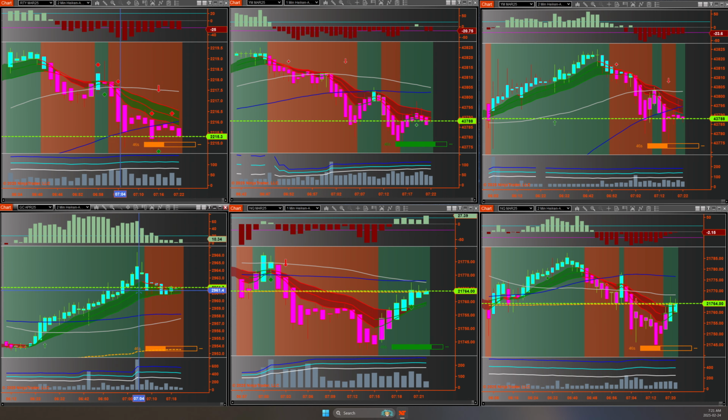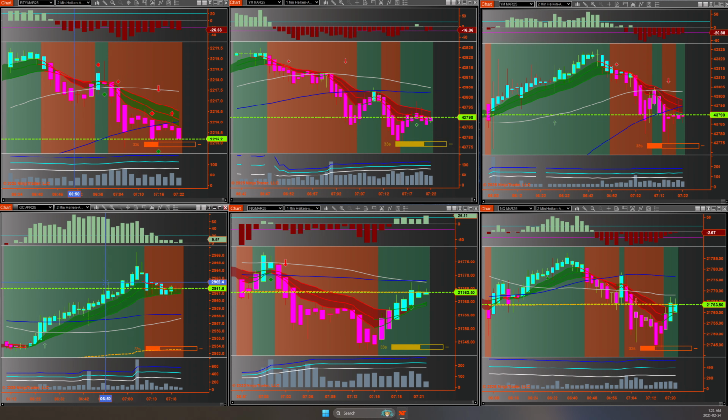But if you look over here, it's got a top wick. That's different. We had high order speed, but then it was on a top wick and came down. So these are two different events.